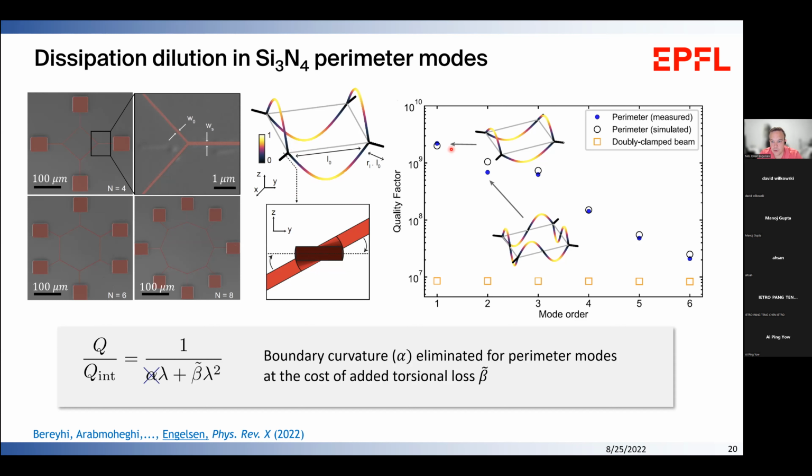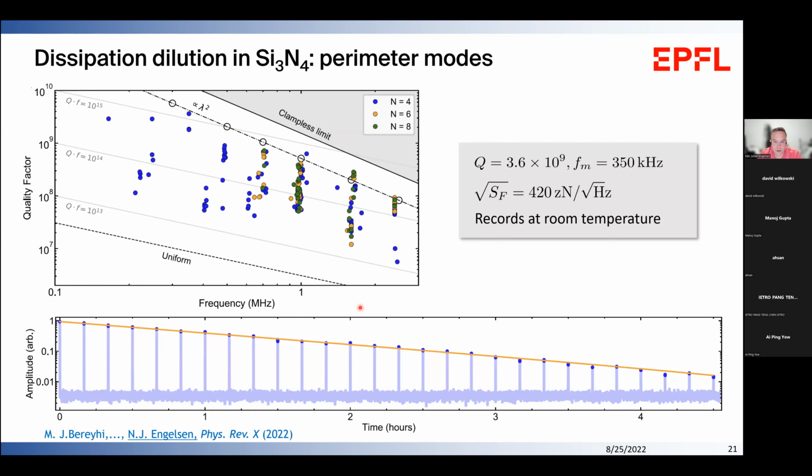So what we see is that these perimeter modes can have quality factors exceeding 1 billion at room temperature, and also that they have high Q for the higher order perimeter modes. This is an enhancement of about 2 orders of magnitude compared to a uniform string of the same size. So we made a range of devices with these polygons, also hexagons and octagons. And we saw that we get generally close to this theoretical bound shown here by the dashed line, and that this scaling goes as lambda squared, which means that the devices are soft clamped.